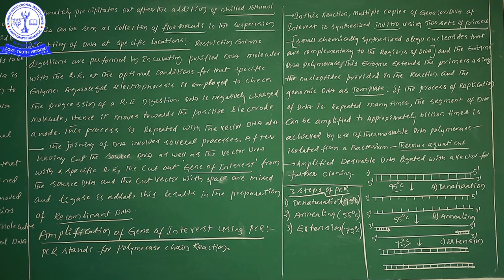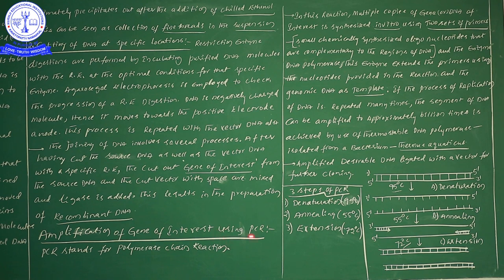Next, the amplified desirable gene is ligated. So what is a desirable gene? It is ligated with a vector, that is, after completion of the PCR. So what gene will we be obtaining? Suppose you multiply the desirable gene, then that particular desirable gene we will ligate with the vector. After recombinant DNA formation takes place, that recombinant DNA we will transfer into the host.